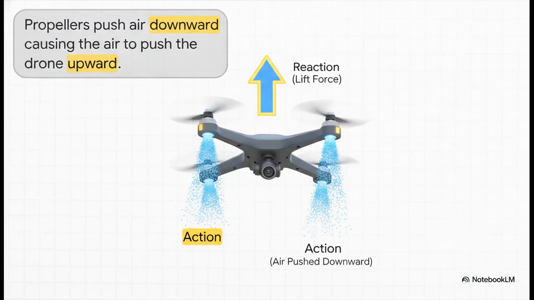As they spin at those crazy high speeds, their angled blades aggressively push massive amounts of air downward. That is the action part of Newton's equation. Because of the 3rd law, the air has to push back with an equal and opposite force. Therefore, the air pushes the drone upward. That's our reaction. It's just a beautifully simple, practical application of physics. To go up into the sky, the drone literally has to violently force the surrounding atmosphere down toward the Earth.